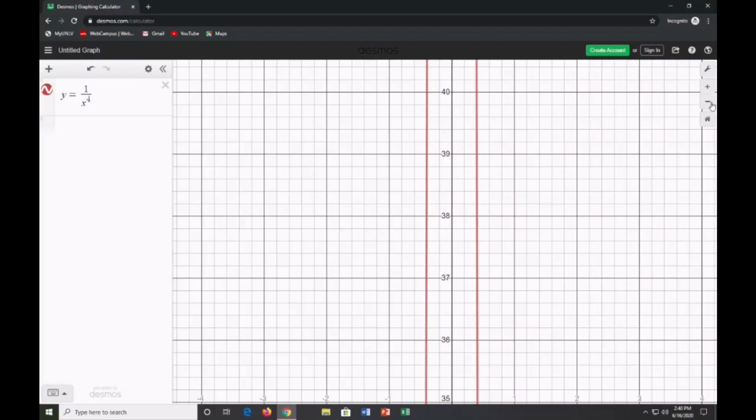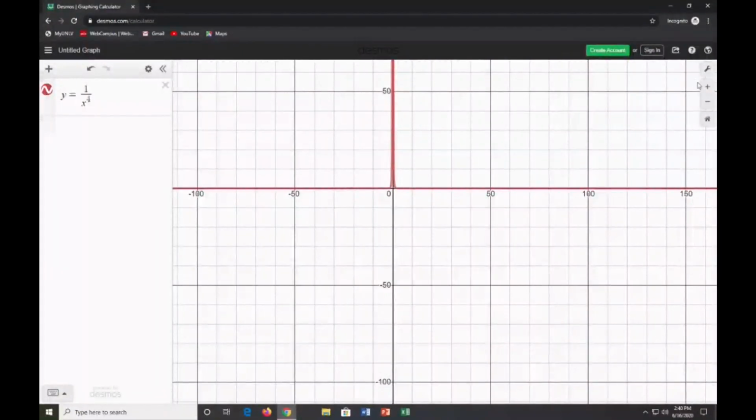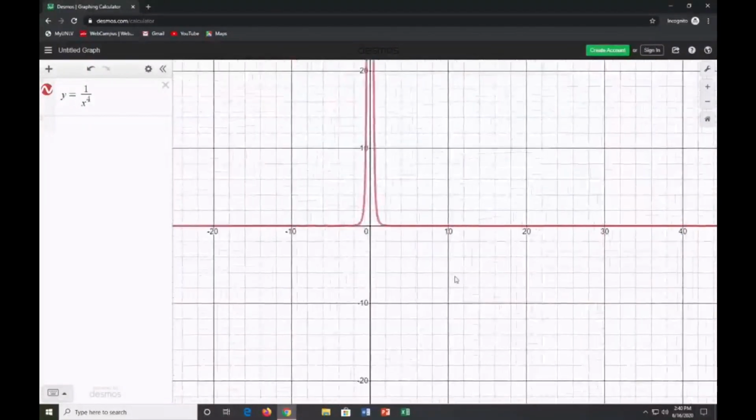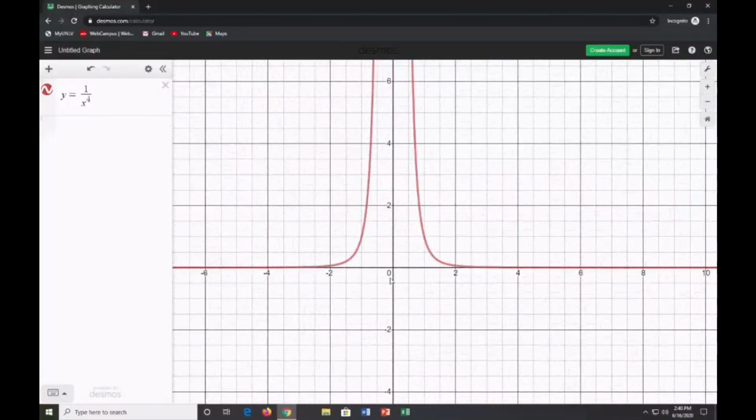Okay? So I wanted you to see this behavior of the graphs. That trough-like behavior, the way the curves go up, that's where we have asymptotic behavior, because the function cannot attain x equals 0, right?